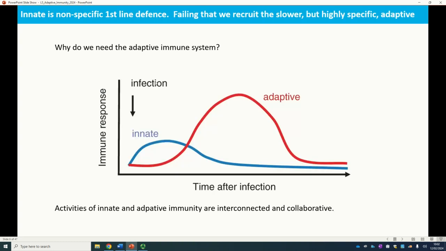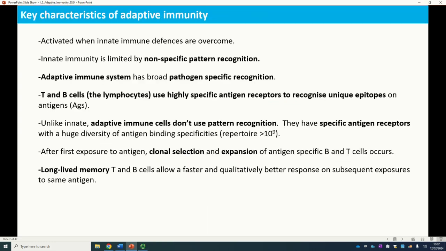And also, just to refresh your memory, the innate and the adaptive immune response are interlinked and they collaborate with each other. So when we get an infection, we have the innate immune system kicking in, and if this isn't cleared by the innate immune system, we'll then get the adaptive immune response taking over and hopefully clearing that infection. So the innate immune system kicks in first. If it's not cleared by that, we have the activation of the adaptive immune response.